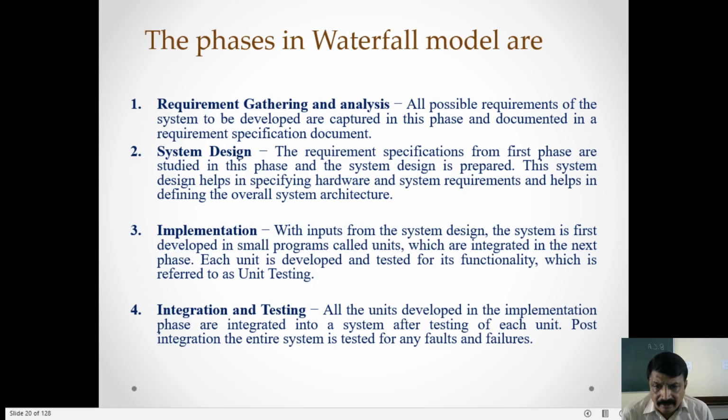Phases in the waterfall model. Requirement gathering: all possible requirements of the system to be developed are captured in this phase and documented in a requirement specification document. Here, you do whatever you want, but there must be documentation. System design: alternative solution for the problem.